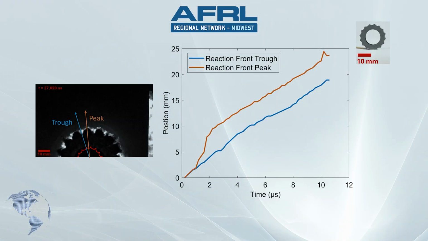So if we take a look at another view of this reaction front, we can see that we have two primary features in the reaction front that are associated inversely with the two primary features in the case.